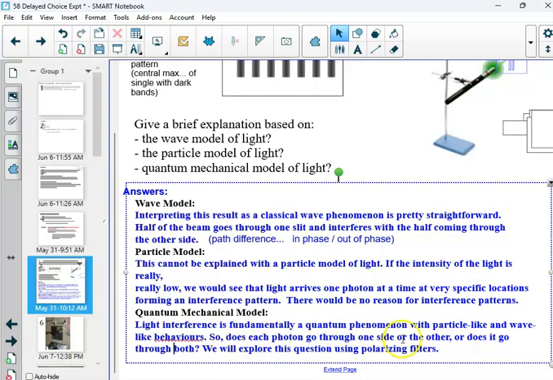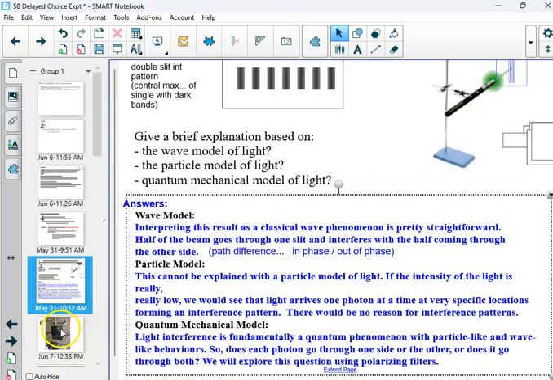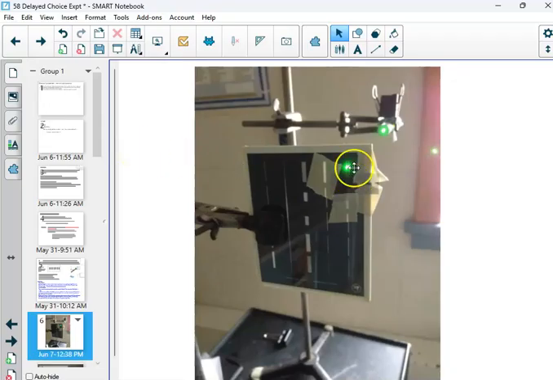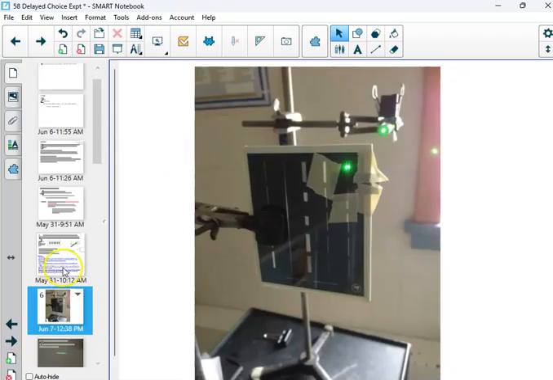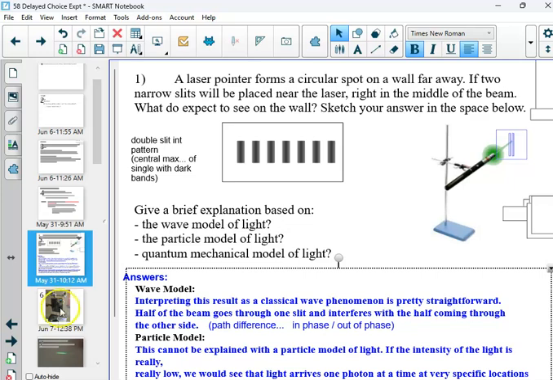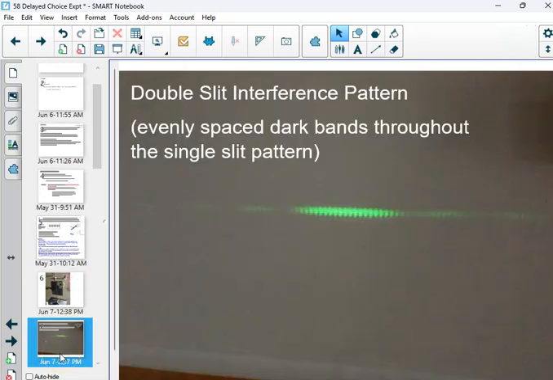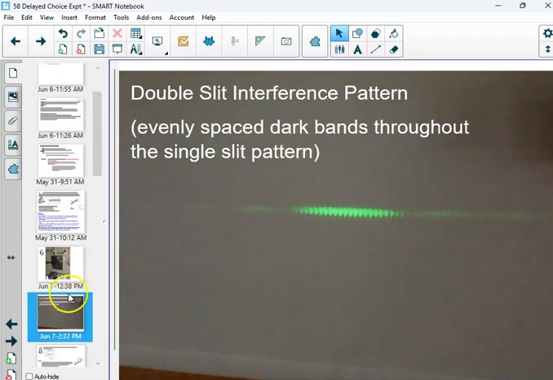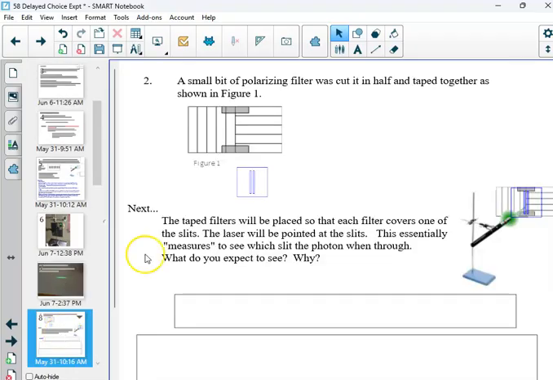So we're going to explore that using polarizing filters. This is just a picture of it going through. So this is what you see on the wall. You see the classic double slit interference pattern, and you've got interference within the single slit pattern as well. If this was just a big blotch with no destructive interference, and then a blotch here and a blotch there, that would be your single slit interference pattern. You need to know that to have this make sense.